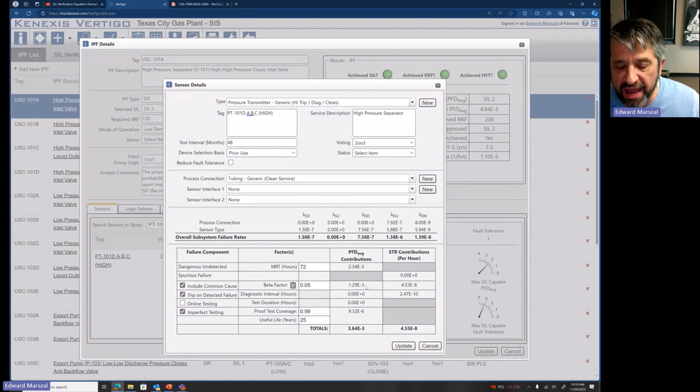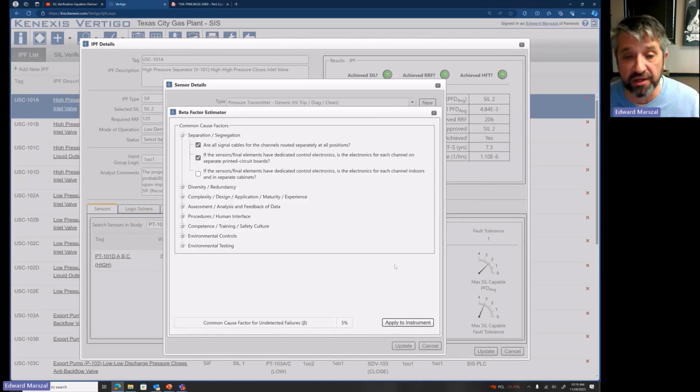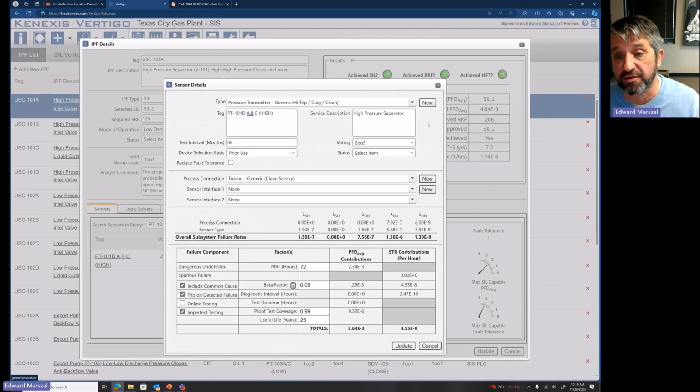Then you have a common cause term, which requires you to know what the beta factor is. And if you don't know what the beta factor is, you can use the IEC 61508 beta factor estimator that's built in here to estimate what it is. 5% is a very common number, generally applicable to most of your plant instances.